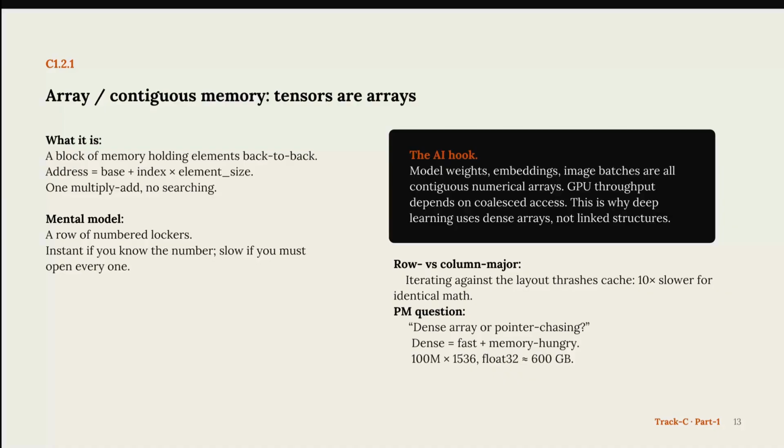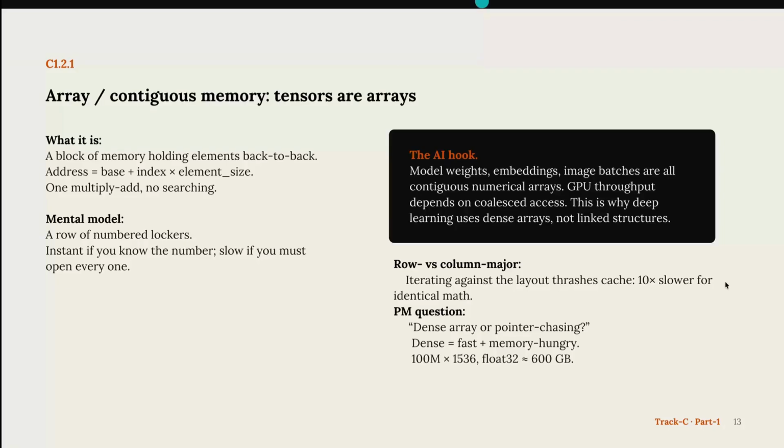Okay, now for PMs, here's the question. Hey, if there is a dense array and there is pointer chasing like a linked list, which would you choose? In dense arrays, the performance is fast, but it is memory hungry at the same time. How much memory? Suppose you have 100 million documents that need to be searched through, with each document having 1536 dimensions, and every number in that is a float32. In that case, we are looking at somewhere around 600 GB of RAM, because we'll have to search on this dense array.